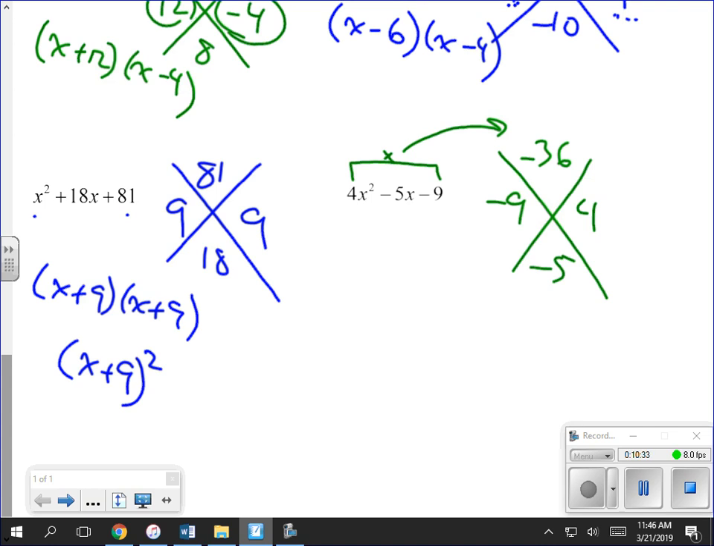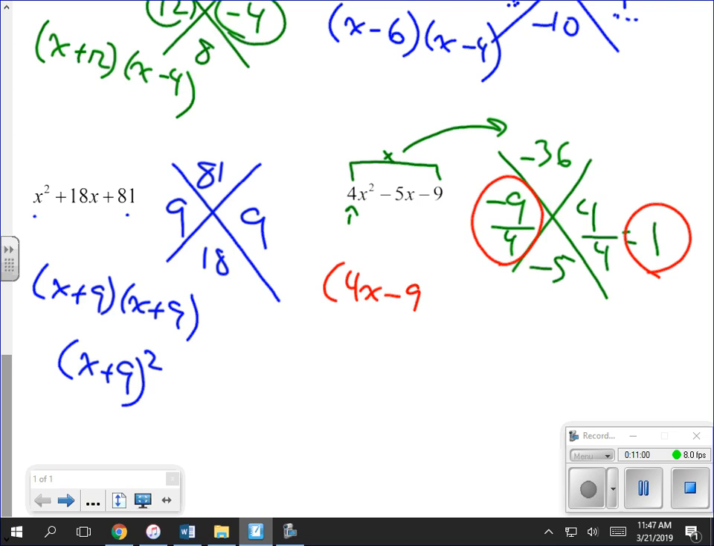Now, the one thing that's different on this one from the other ones is this first number here is not 1, it's 4. So what do I have to do? I have to divide both of these by 4. Now, negative 9 over 4 does not reduce, but 4 over 4 does reduce to 1. These are my two factors. From the negative 9 fourths, I get 4x minus 9. The 4 gives me that, the negative 9 gives me that. My second factor is just x plus 1 because of the 1 there.